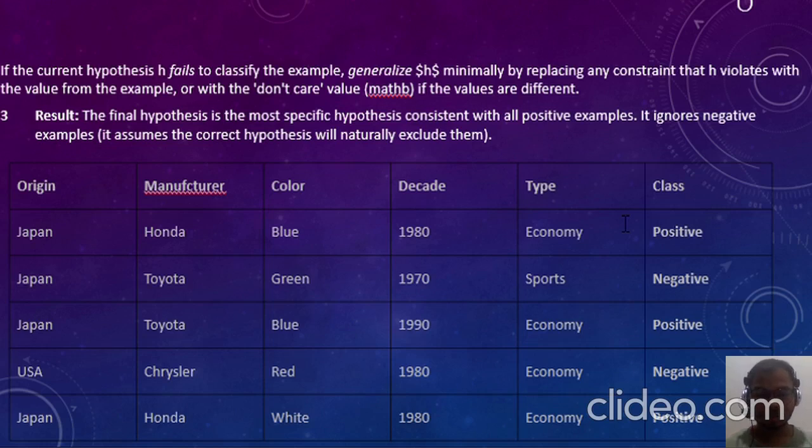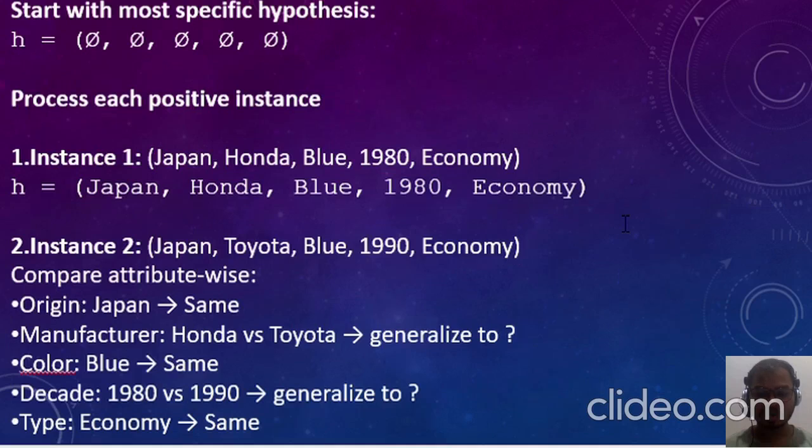Instance 2: Japan, Toyota, Blue, 1990, economic. Comparing attribute-wise: origin Japan, same; manufacturer Honda versus Toyota, generalize to question mark; color blue, same; decade 1980 versus 1990, generalize to question mark; type economic, same. New hypothesis h equals Japan, ?, Blue, ?, economic.